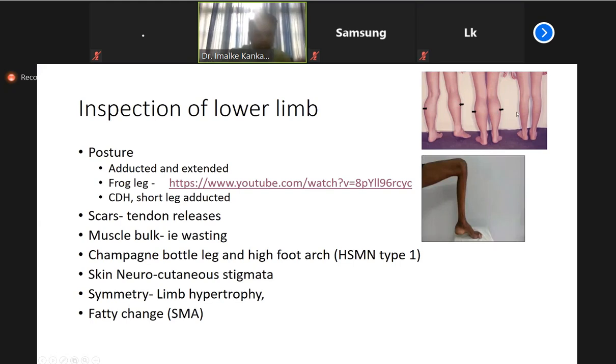This is calf hypertrophy. This is called champagne bottle leg, and high foot arch in Charcot-Marie-Tooth. You will not get this in your exam. Neurocutaneous stigmata are very important, like café-au-lait spots and all. Symmetry, and also sometimes muscle biopsy scars. Right, these are the inspections.